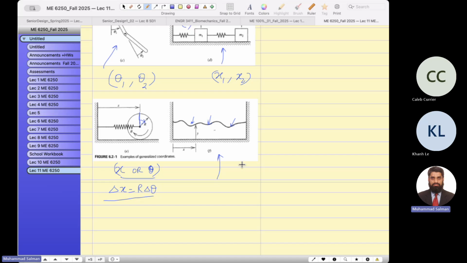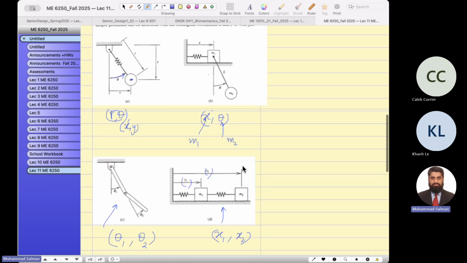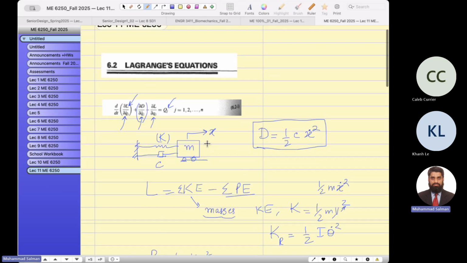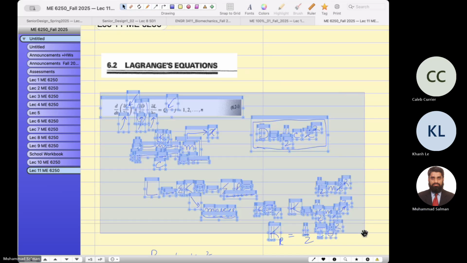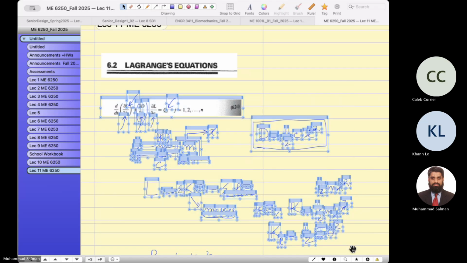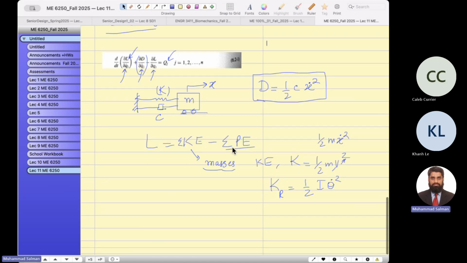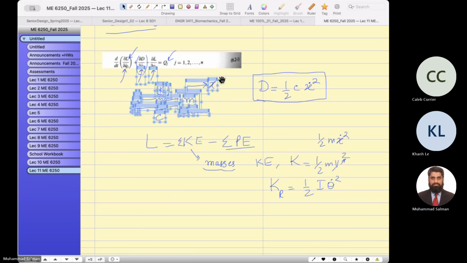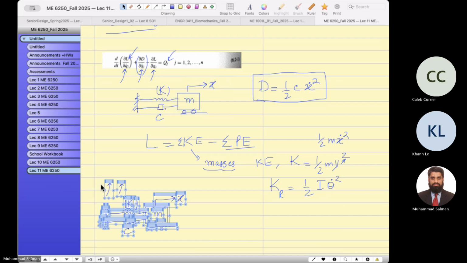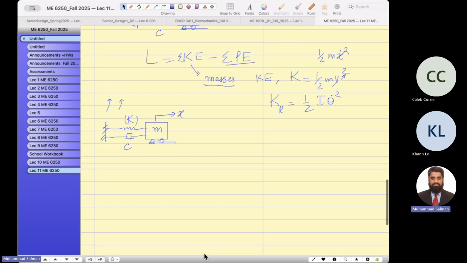So let me do one problem for you. I was trying to explain this problem to you, so let's grab this problem. And let us solve this problem over here using Lagrange's method of differential equation of motion. So I'm going to show you here.